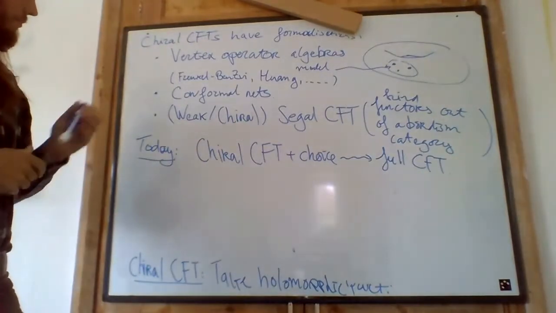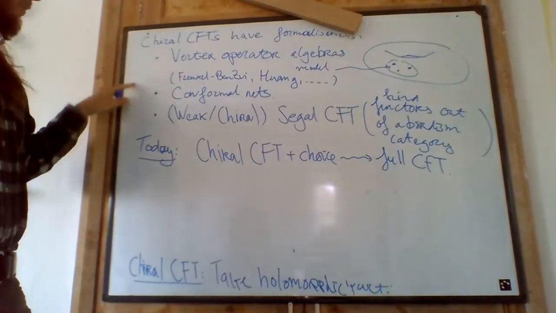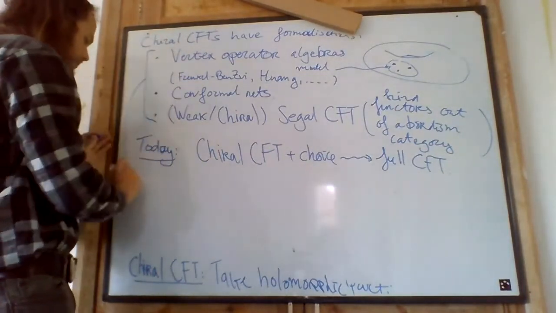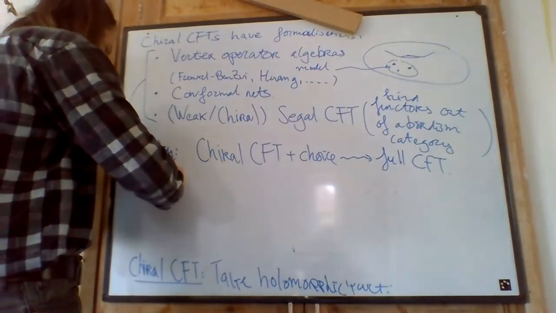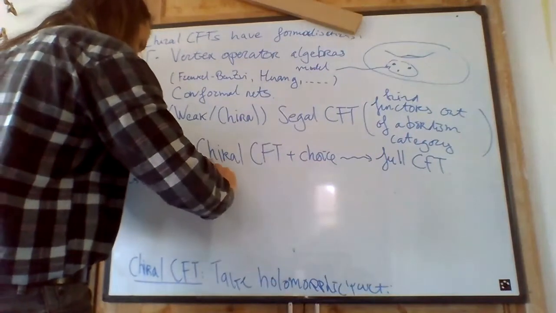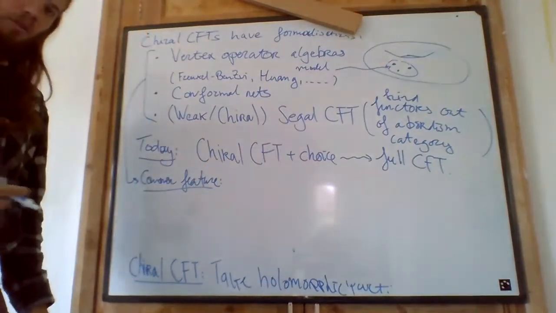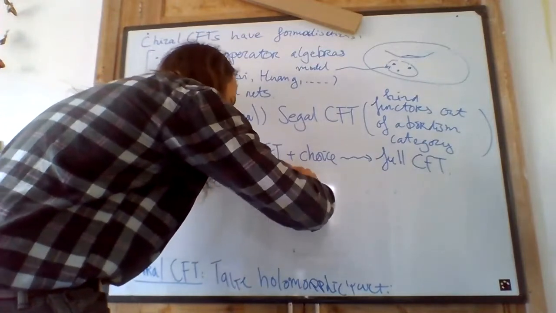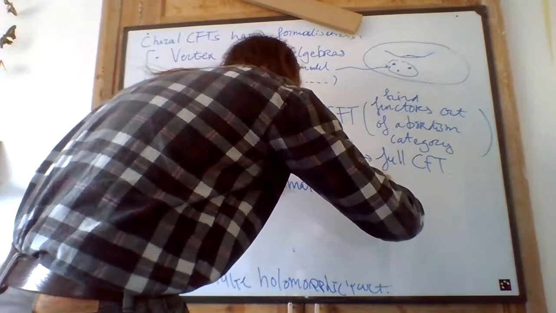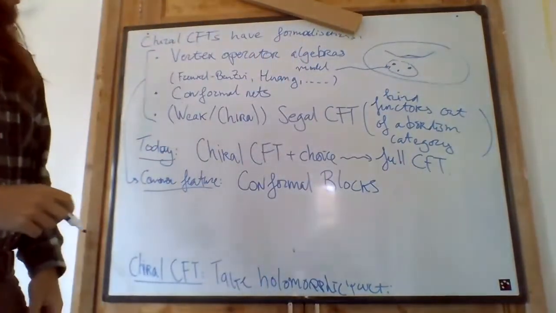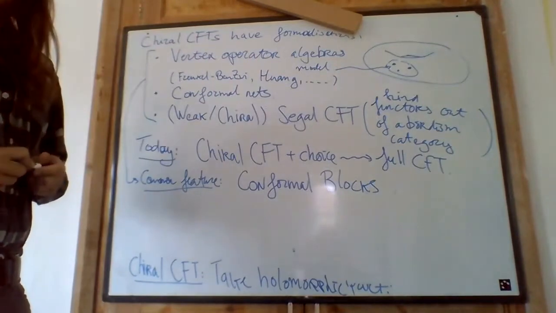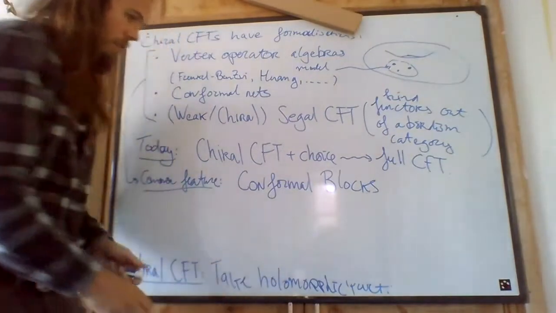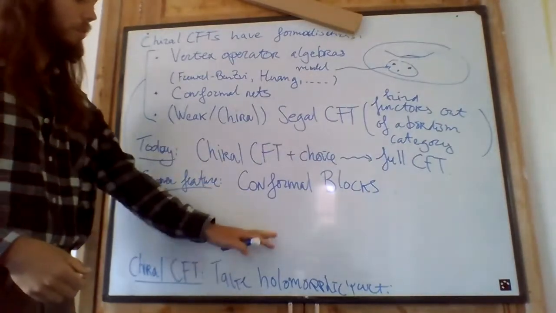Now, something that all of these formalizations of chiral CFT have in common is that there's a notion of so-called conformal blocks in these theories. So what are these things? Well, they're supposed to contain all the information for the holomorphic parts of the correlators.